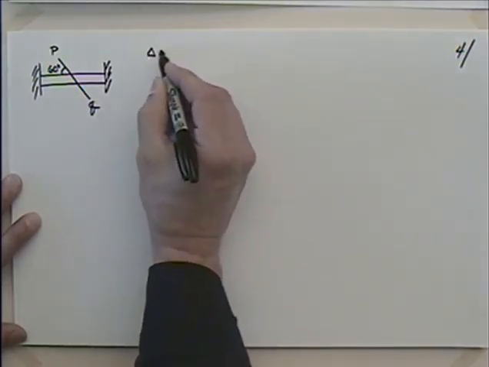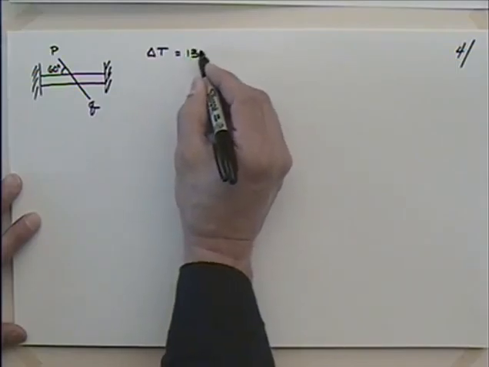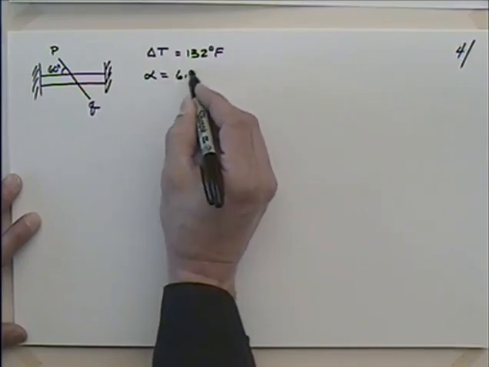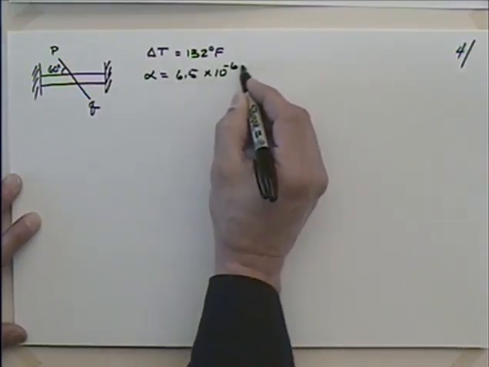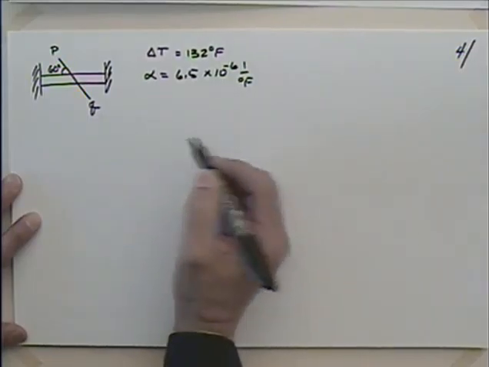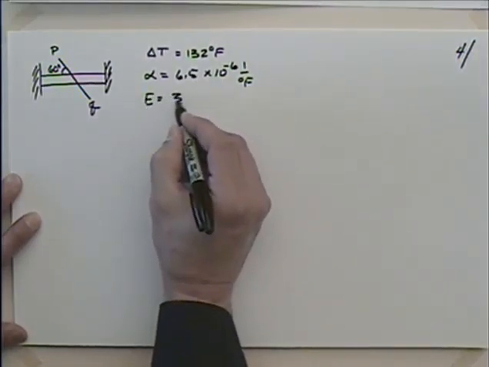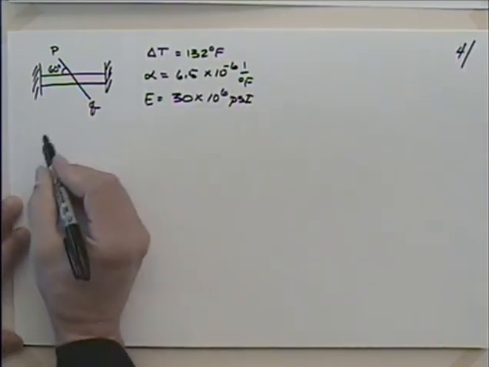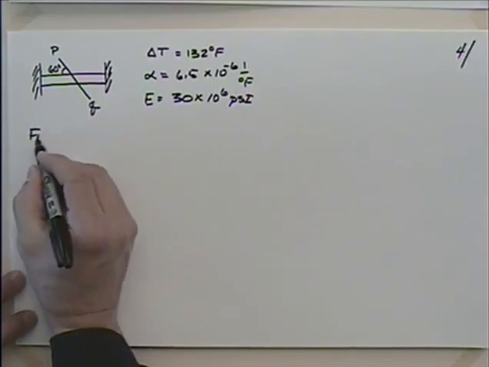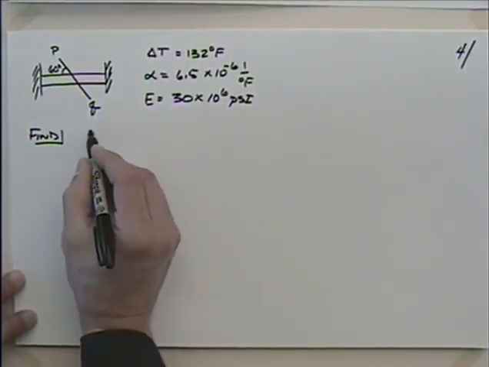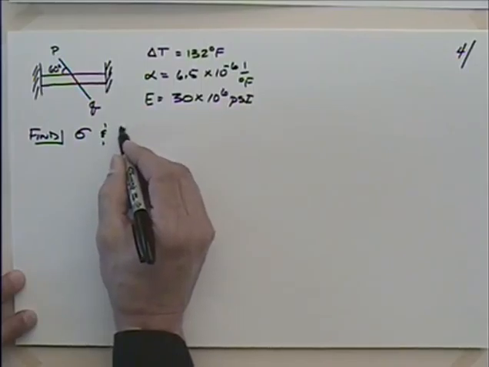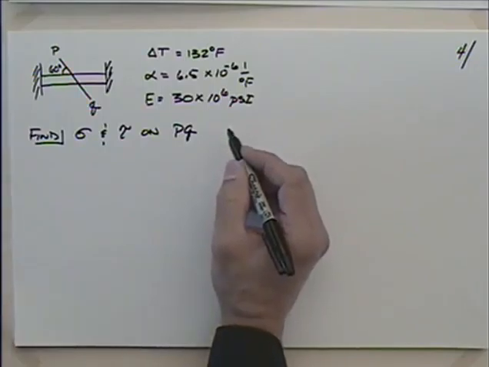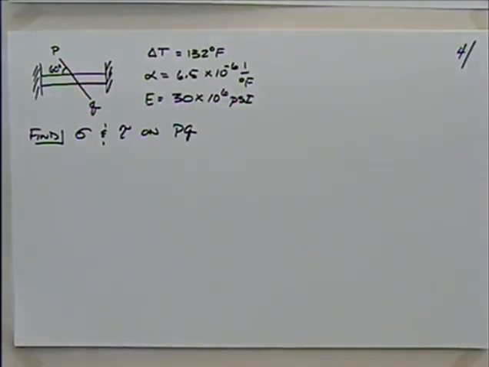And we're going to heat this thing. We're going to say that delta T is 132 degrees F. That coefficient of thermal expansion is 6.5 times 10 to the minus 6, 1 over degrees Fahrenheit. And E is equal to 30 times 10 to the 6 psi. And what we'd like to do is find the normal stress, sigma, and the shear stress, tau, on that PQ interface, that PQ line.